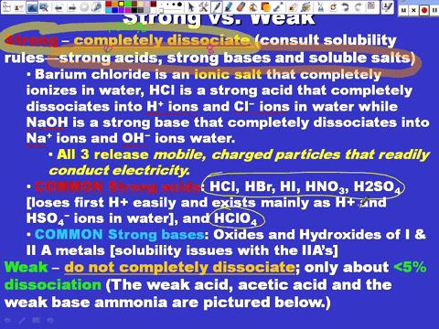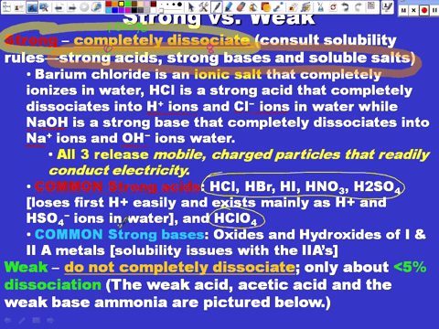Common strong bases are oxides and hydroxides of group 1 and 2A metals. We'll talk about those in a few minutes. There are 8 of them. We'll talk about those later. Sulfuric is the only diprotic one because it has 2 hydrogens.